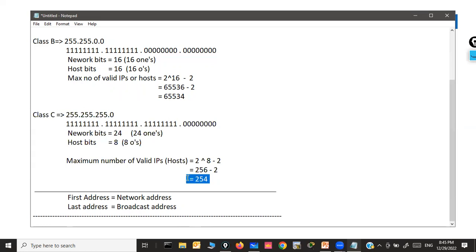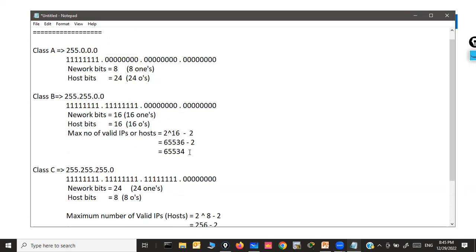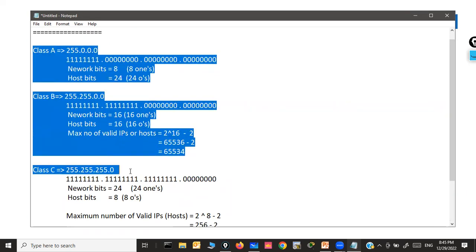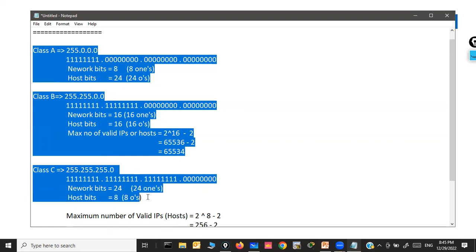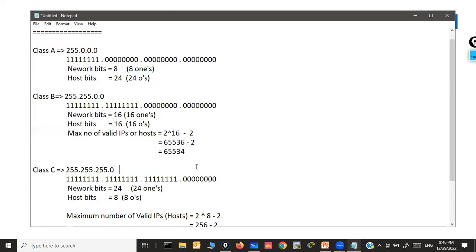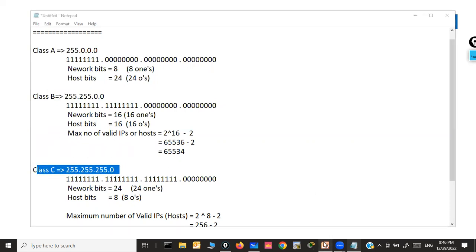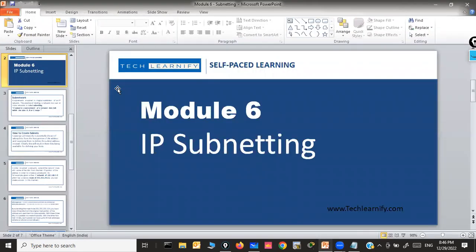So the solution here: in case 254 IPs are not required, and we need maybe one or two, 10, 20, 30, 40 IPs, right? We don't have any class for that, because there are only three classes. We don't have 500 or 1,000 different classes, right? So only three major classes: class A, class B, and class C. And that's where this new topic, subnetting, comes into the picture. Subnetting is used to address this problem.